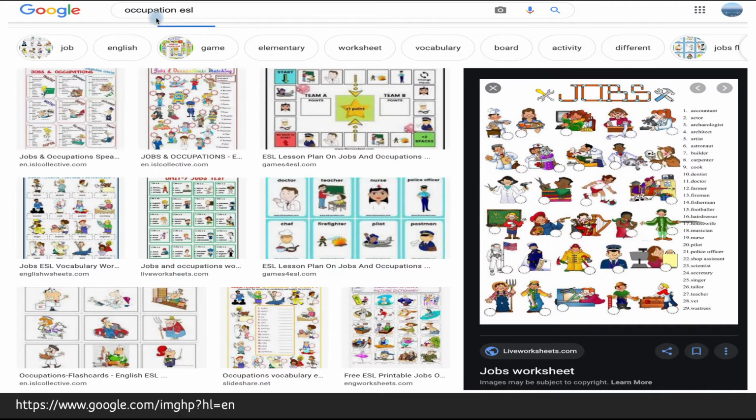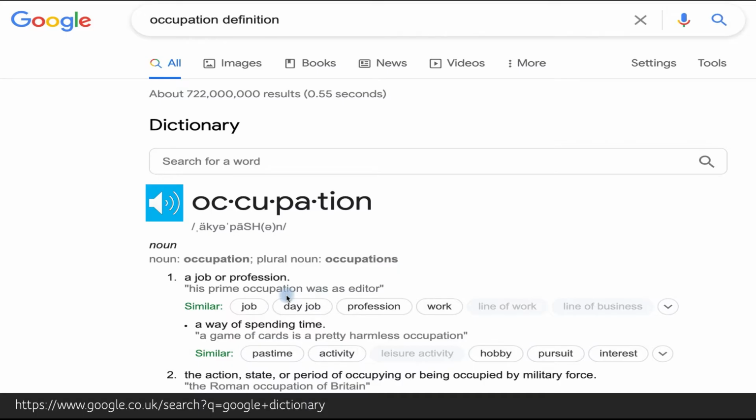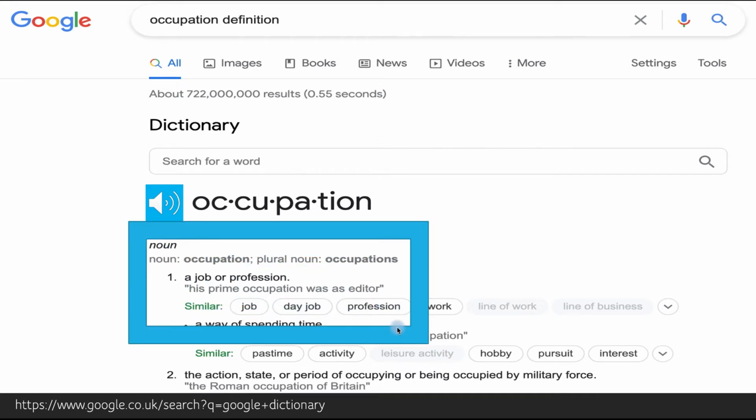As we said, if you type in occupation ESL, you see it says jobs, occupation, jobs, occupations, jobs, occupation, and so on down the list. Because like iPhone and Steve Jobs are connected, job and occupation are connected. There is a connection. And you can see here, an occupation is a job or profession. Job, day job, profession, work. They are connected. They're not exactly the same thing, because you can see here, occupation sometimes means hobby.